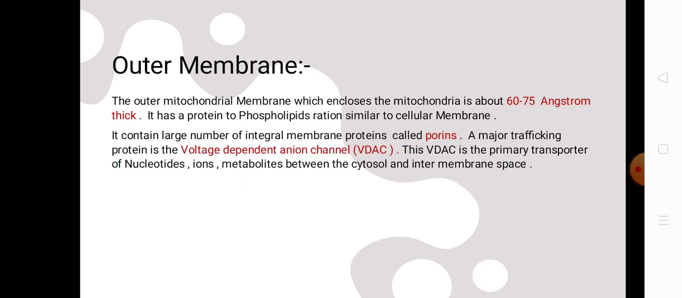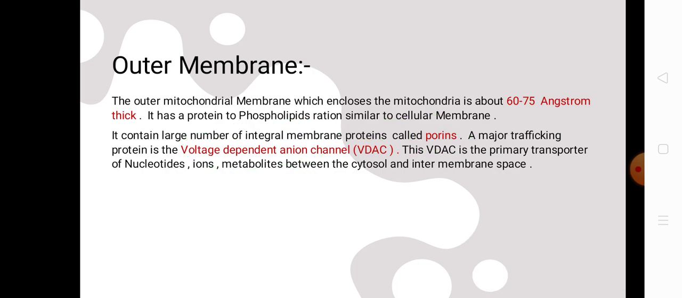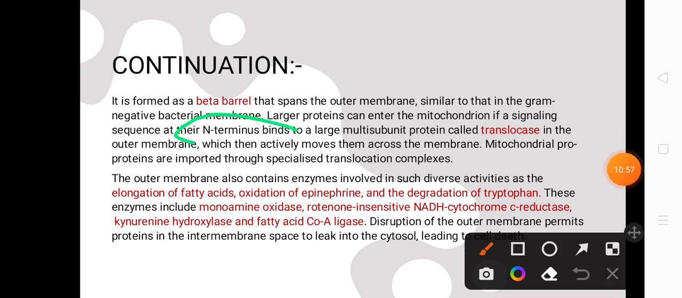Remember, due to the presence of this VDAC and other porin proteins in the outer membrane, the composition of small solutes in the cytosol and the composition of the intermembrane space is the same. Only the larger proteins require a specific N-terminus signal sequence for their entry. That is why the composition of larger proteins in the cytosol and intermembrane space differs.